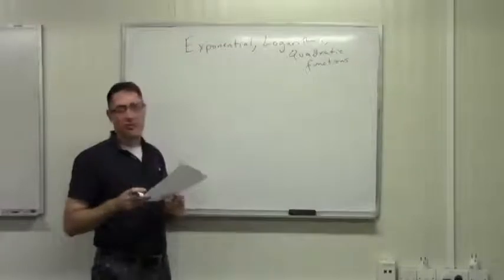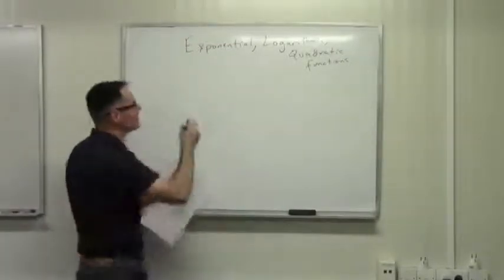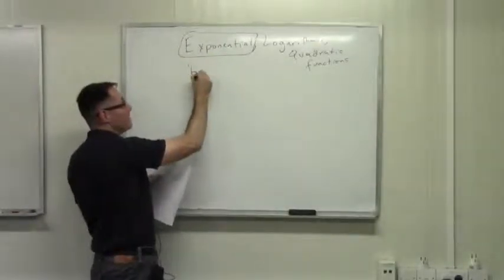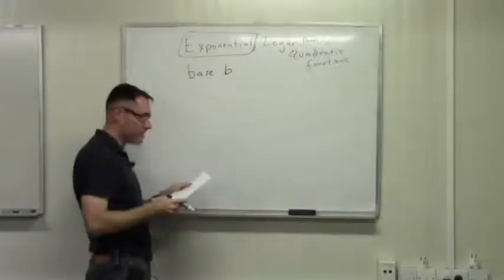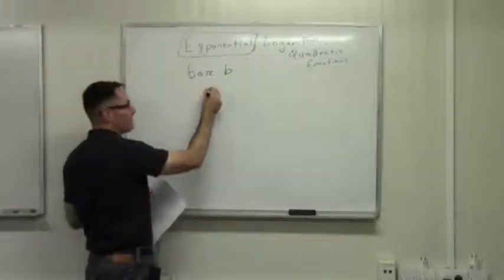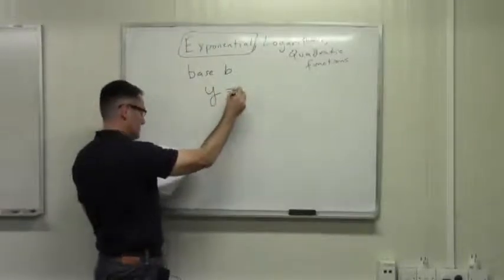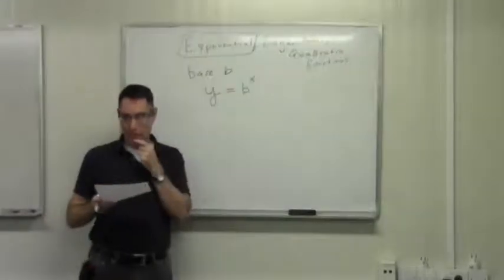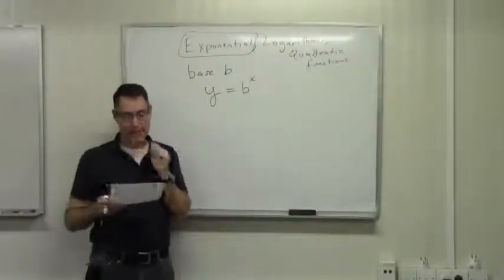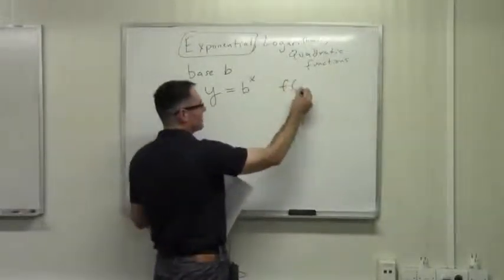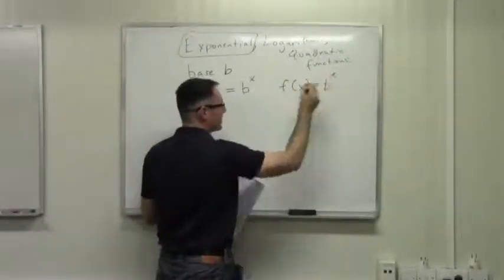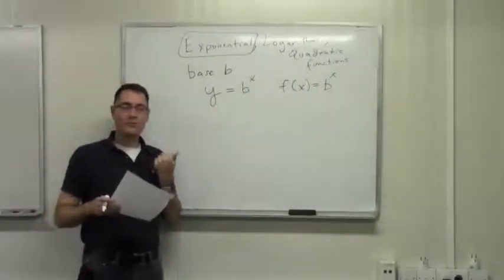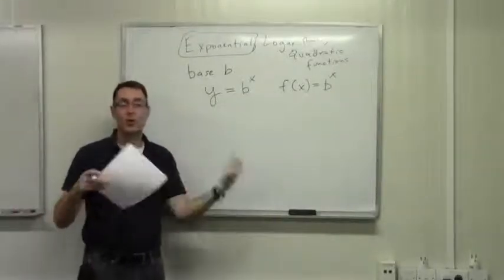The first one we're going to talk about is exponential functions. An exponential function with base b, that's why we call it b, is defined by the following function: y equals b raised to the x power. You can also write it, of course, as f of x equals b to the x. These functions come up a lot when you're talking about exponential growth.